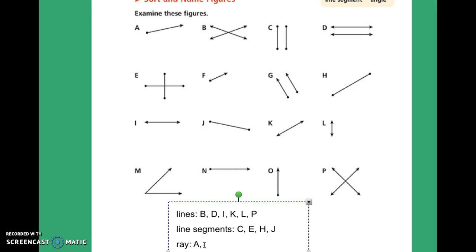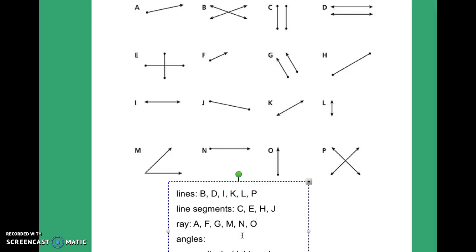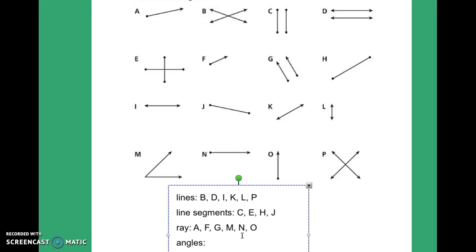All right, there are quite a few of them. So let's see. You should have found F, G, M, N, and O were all examples of rays that go off in one direction. All right, the next thing we're going to be looking for is angles. So remember, an angle is when two lines meet, it forms an angle. So a lot of them have angles. I'll point out the first one, and then you can work on finding the rest.